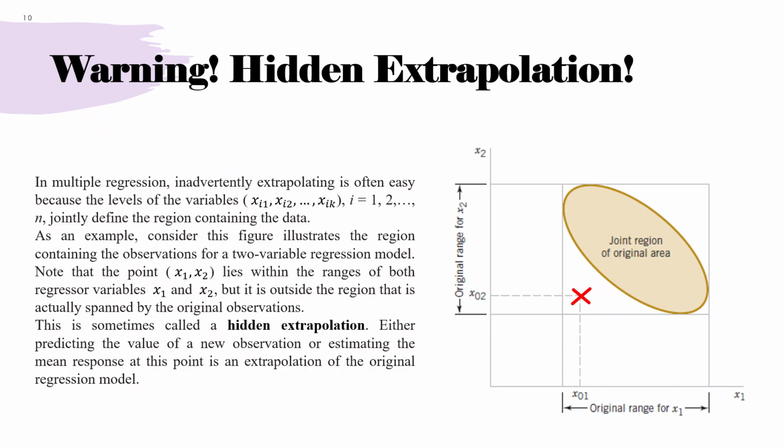Hidden extrapolation is risky because the true relationship may change in unobserved regions, interaction effects may exist but are not modeled, and linear trends learned in one region may not hold elsewhere. As a result, predictions can be highly unreliable, even though they appear safe based on marginal ranges. In multiple linear regression, extrapolation can occur even when all predictors are within their individual ranges, if their combination lies outside the region supported by the data.